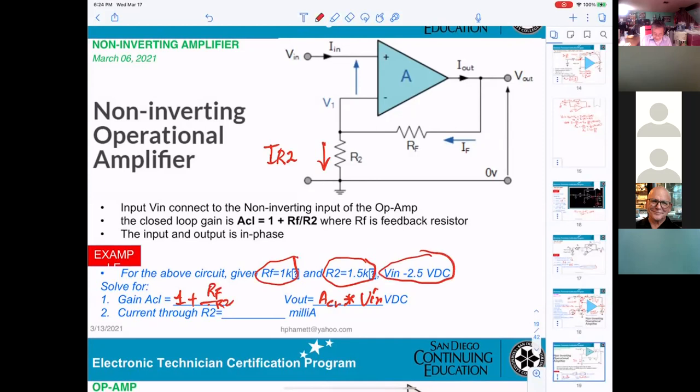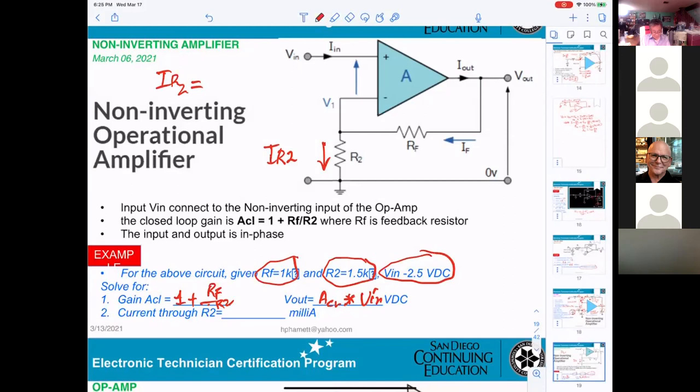The last question I want to ask is how do we calculate the current going to R2? I_R2 equals what? It's V1 over R2, but V1 equals Vin, so it's Vin over R2. No, that's not it. Vout divided by ACL? No. Okay, I'm asking you, what is the voltage here? Vin. Perfect.